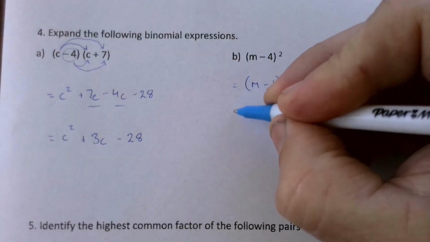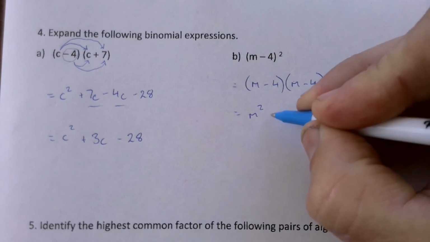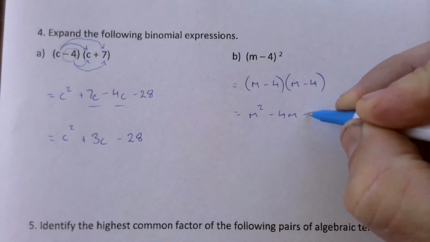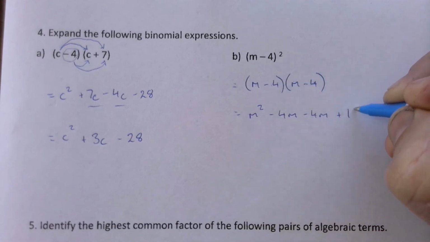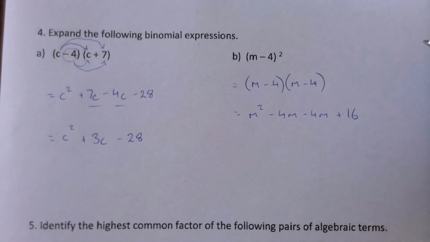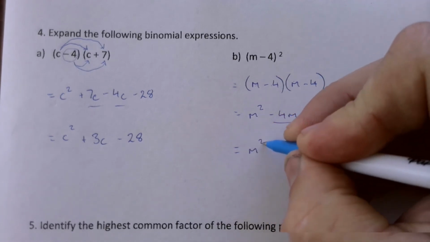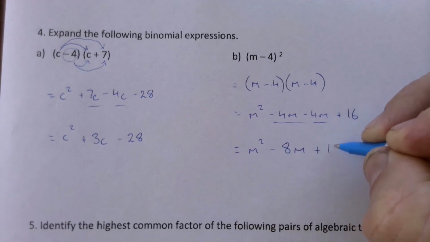So, m times m makes m squared. M times minus 4 makes minus 4m. Minus 4 times m makes minus 4m, and minus 4 times minus 4 makes 16. Collect up my like terms, and I'm left with m squared minus 8m plus 16.